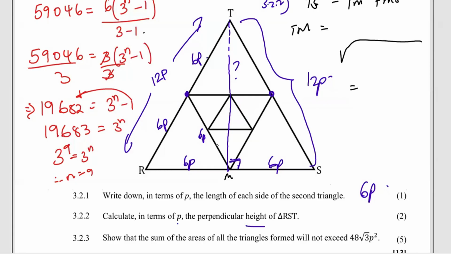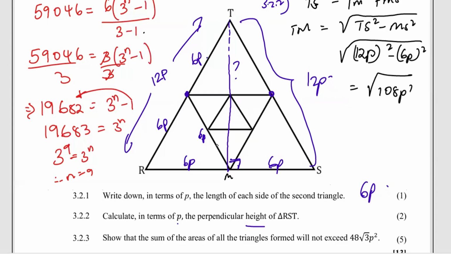Can't be doing this. So he's saying Tm is going to be the square root of Ta squared minus Ms squared, meaning that it's 12p squared minus 6p squared altogether, okay? So 144 minus 36 is giving me 108, but p squared. So when I simplify this, I'm going to get something like 6p with a square root of 3. All right, so that is what we would have obtained. 6 root 3 with a p.